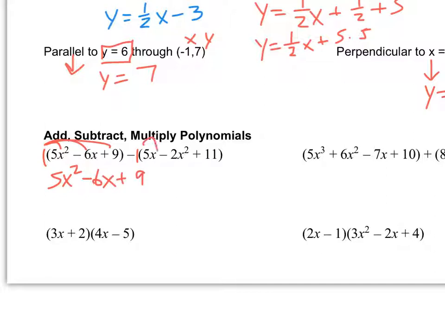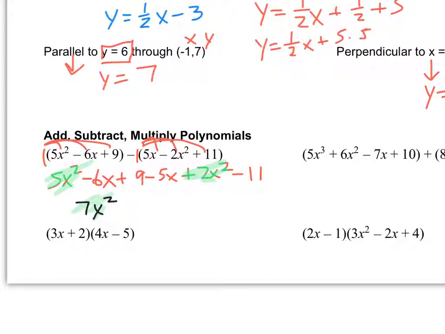But in the second parentheses, I have a -1. And when I multiply by -1, it does change something. It changes my signs. So -1 times positive 5x is -5x. -1 times -2x squared is positive 2x squared. And -1 times positive 11 is -11. And now we need to combine like terms. So I have 5x squared can combine with positive 2x squared. So that gives me 5 plus 2 is 7.